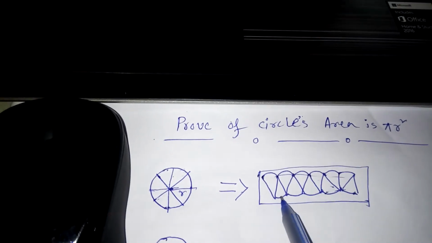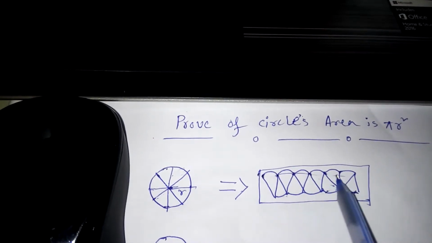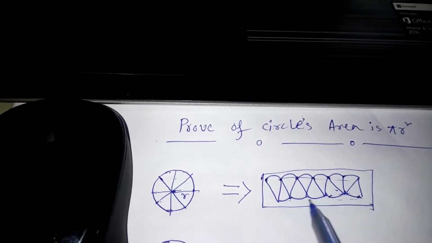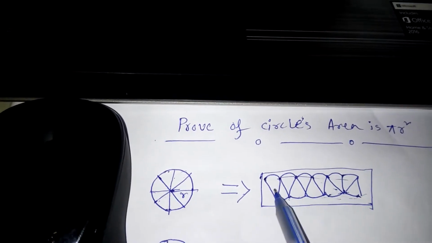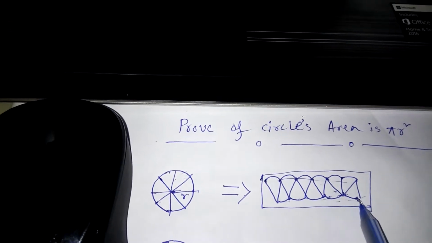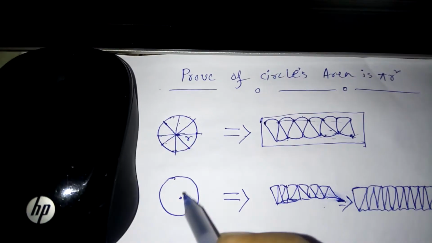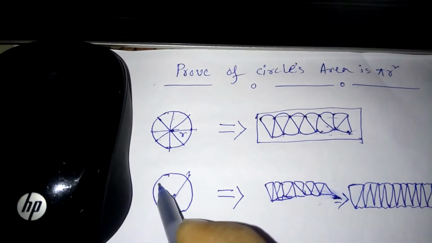And then you can see that it is not purely a rectangle. There are many curves which don't let it conclude as a rectangle. So secondly, we make more divisions.